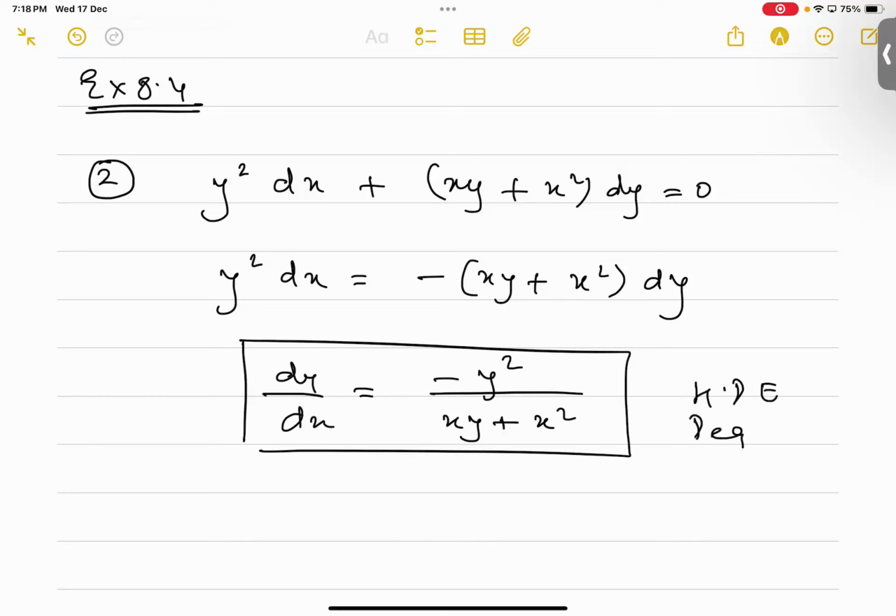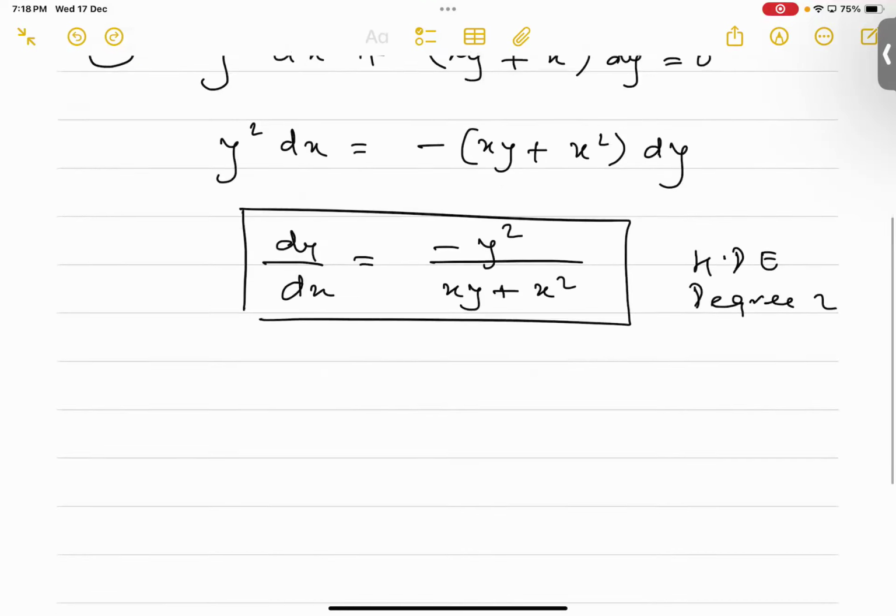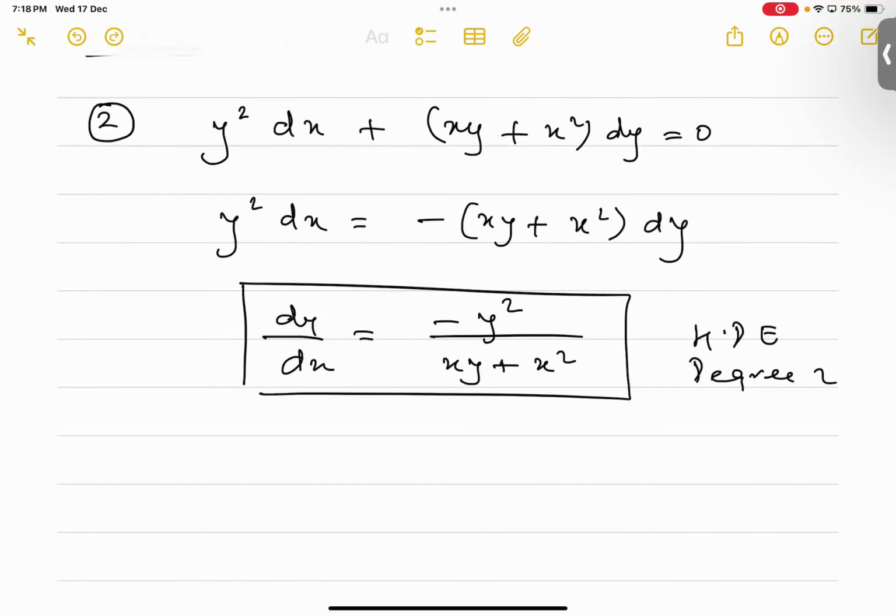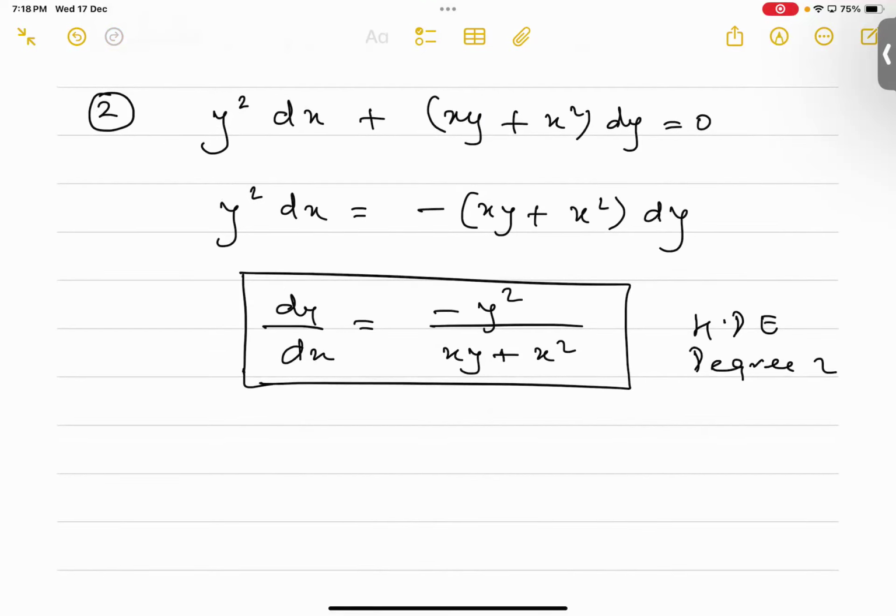HDE with degree 2. Why HDE with degree 2? Degree is 2 throughout. Treat y as x. Okay. And in HD problem, there won't be exponential, logarithmic and all. HD का problem में वो सब नहीं रहेगा. Fine. Have you understood this? HD degree 2. Put y is equal to vx. Standard procedure. You're copying na?